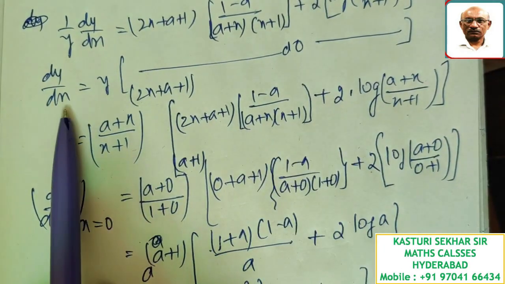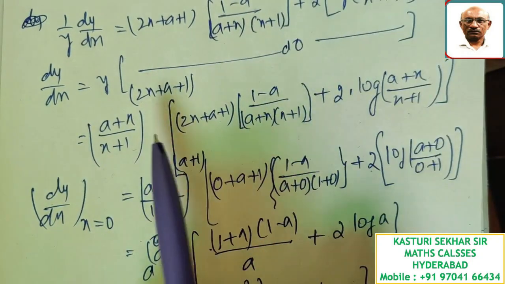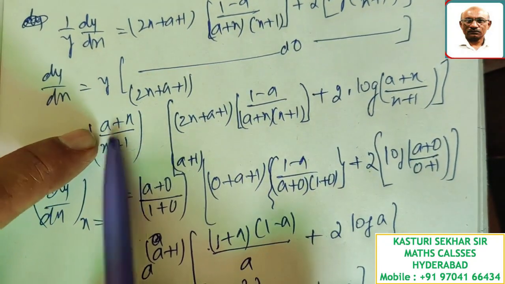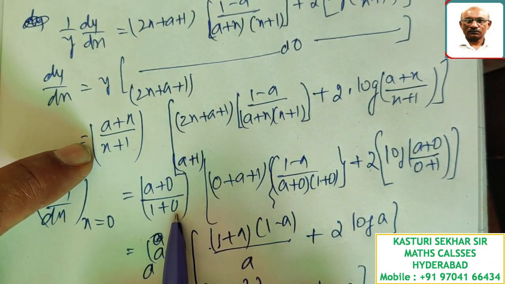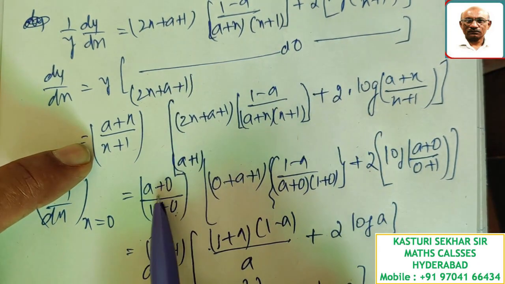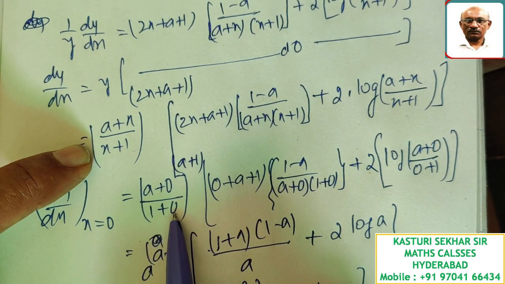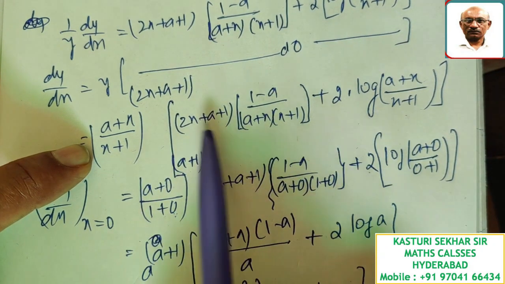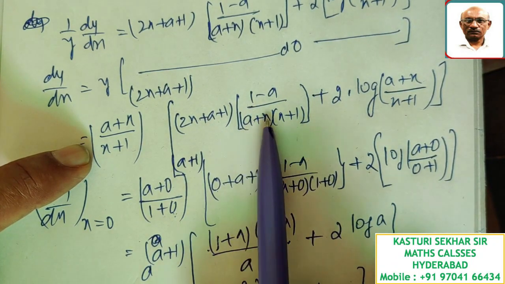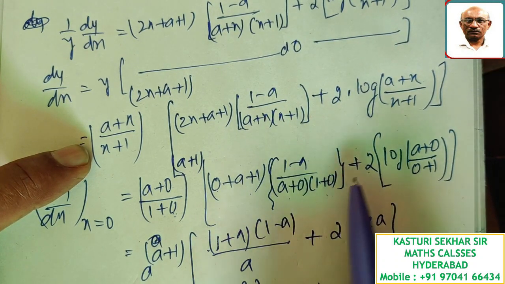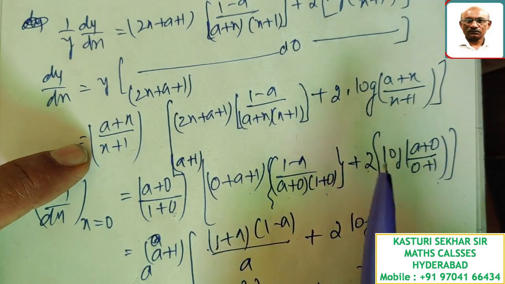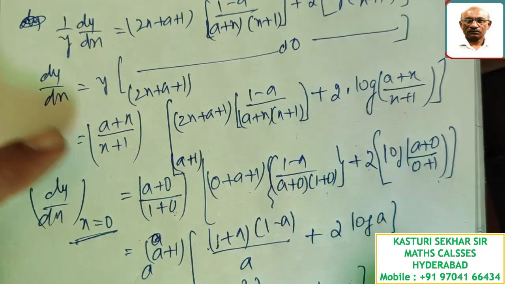Look at this step, sir. After substituting the y value throughout this expression, x is replaced with 0. Look at this, a plus 0 by 0 plus 1, or 1 plus 0. Here 2x, 2 into 0, 0, a plus 1. So it is a plus 0 by 1 plus 0 whole power a plus 1. Here x is replaced with 0, a plus 1 as it is, 1 minus a plus 0, 0 plus 1, plus 2 into log a plus 0 by 0 plus 1. This is the only step where you need some attention.